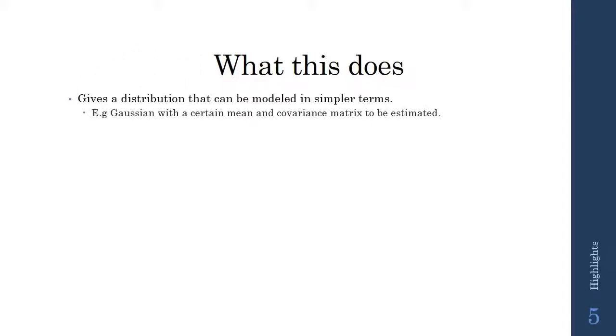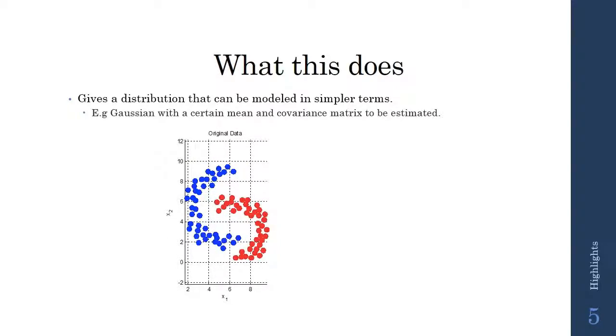So, what does this do? Simply, it attempts to yield a data distribution that can be described in simpler terms. A good example of a simple distribution would be a Gaussian distribution, because one only needs a mean vector and a covariance matrix to describe it. To better illustrate this idea, here's an example of how some data may look like in its original state. This is an arbitrary distribution which is hard to describe and, therefore, to model.